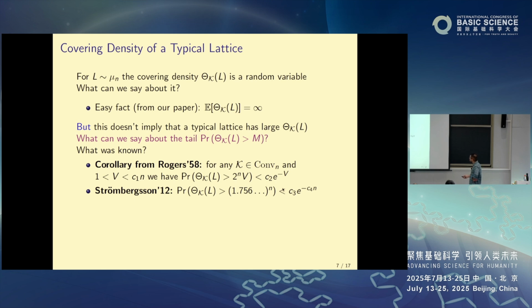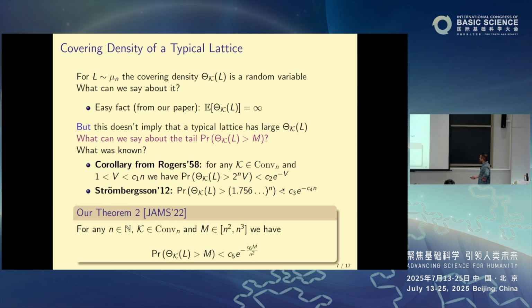And in 2012, Strömbergsson improved this bound and showed that actually the probability that the covering density of a random lattice exceeds 1.756 something to the n is exponentially small. So you don't actually need 2 to the n. A smaller exponent also works. Our second result from the paper studies this question. And we show that for any convex set and any m in the range n squared to n cubed, the probability that the covering density exceeds m is bounded roughly by e to the minus m over n squared.